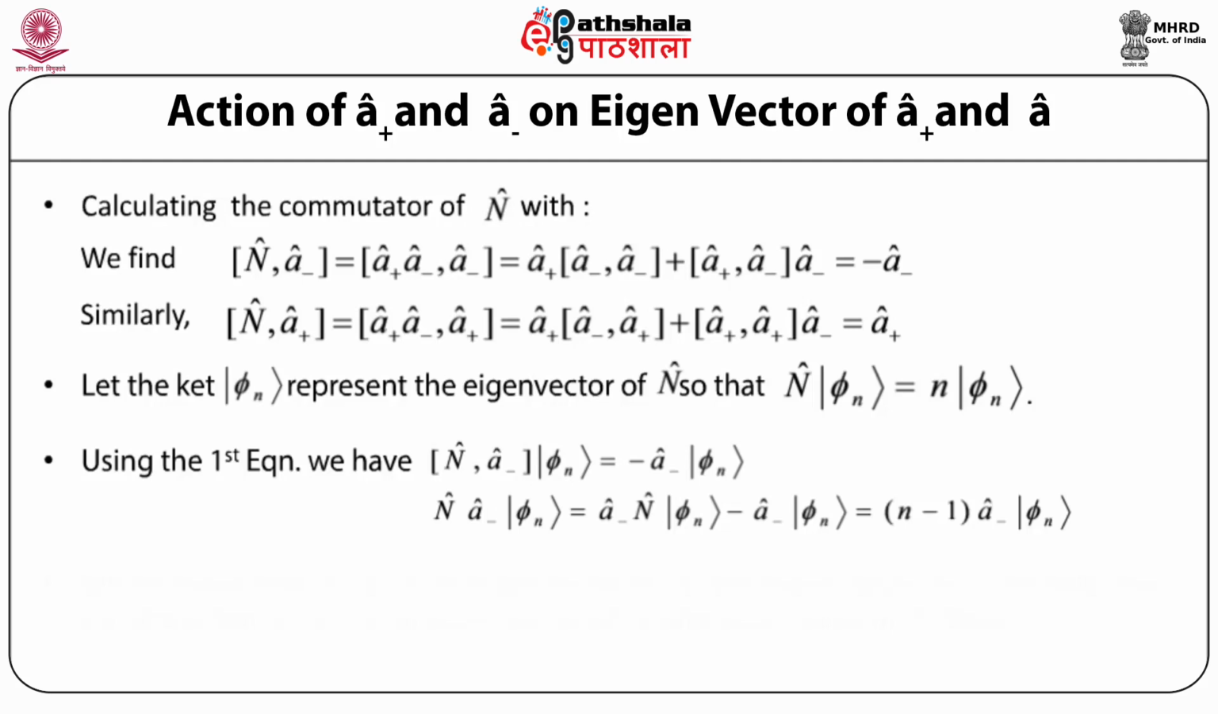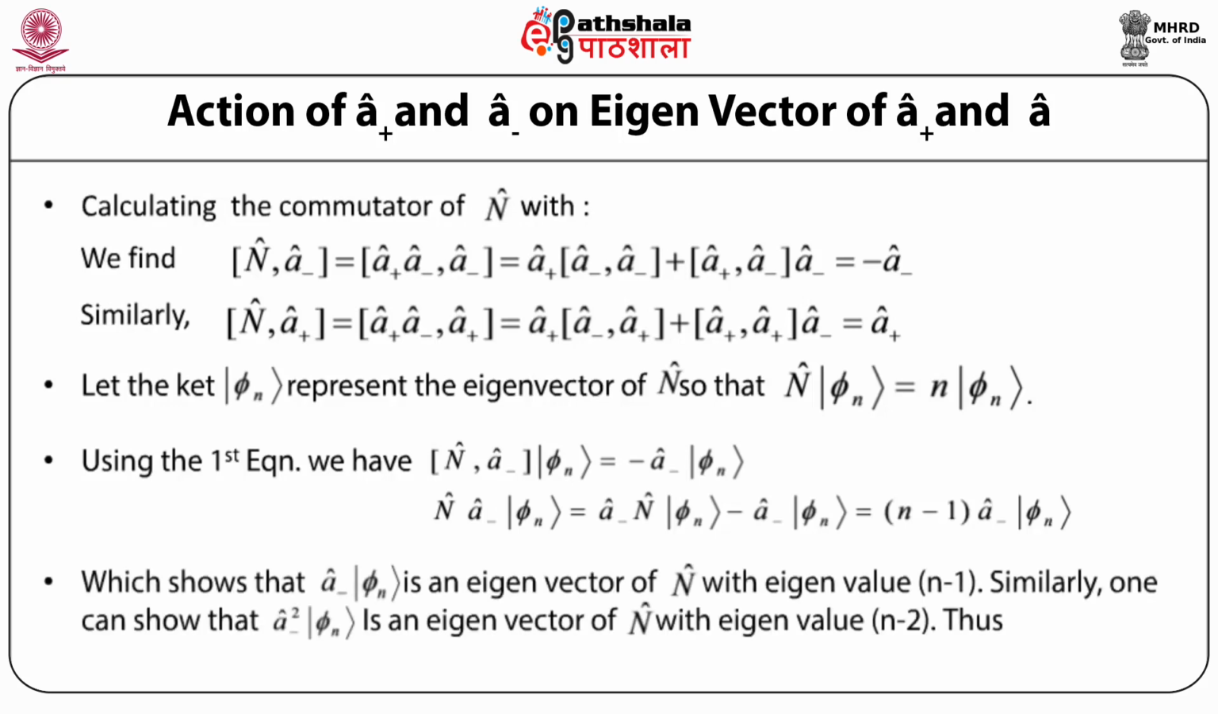Now, if we solve the left-hand side of the above equation, we see that after rearrangement of terms, the number operator times the lowering operator acting on the eigenvector phi n is equal to the lowering operator acting on the number operator acting on the eigenvector phi n minus the lowering operator a minus acting on the eigenvector phi n. And this in turn comes out to be equal to (n minus 1) times the lowering operator a minus acting on the eigenvector phi n.